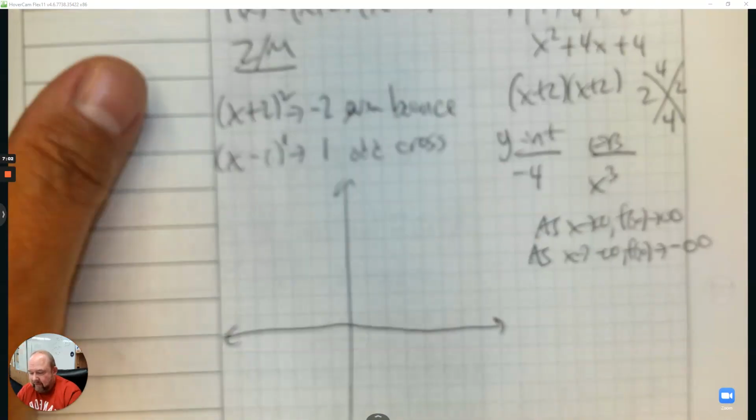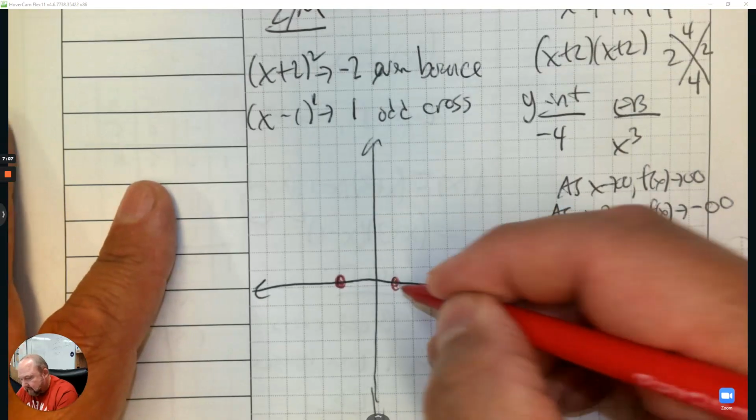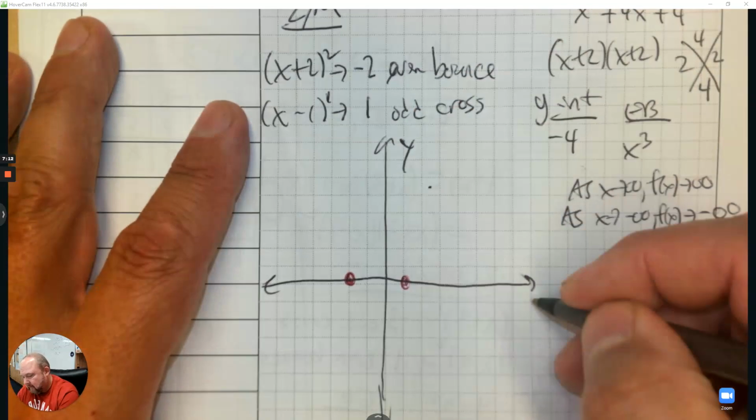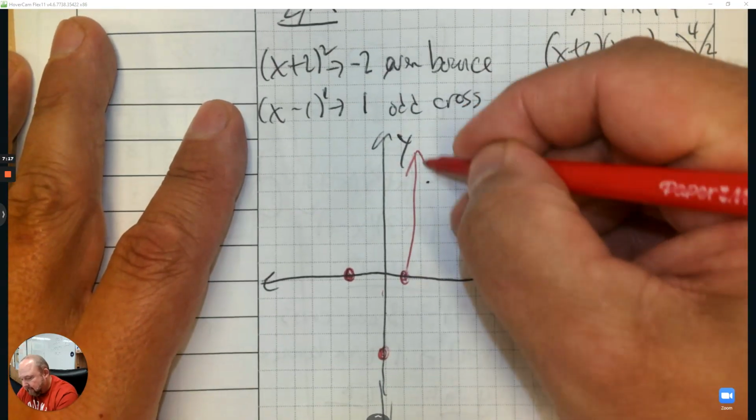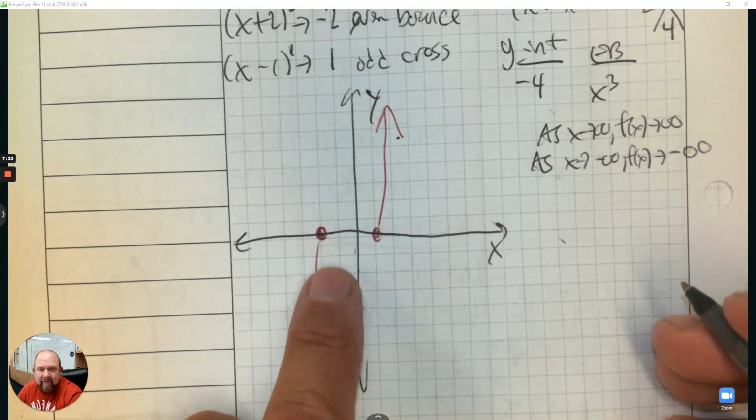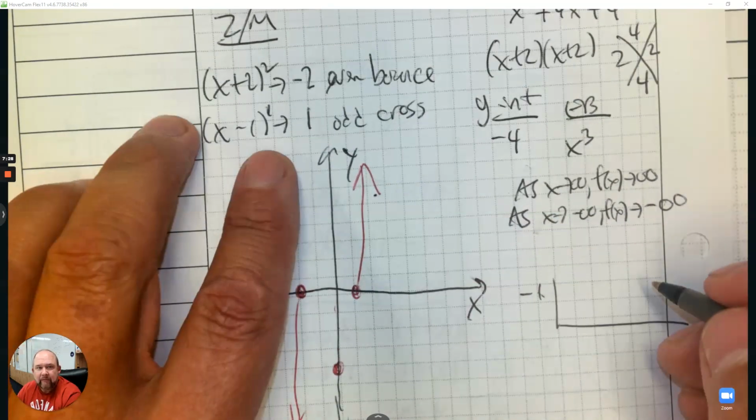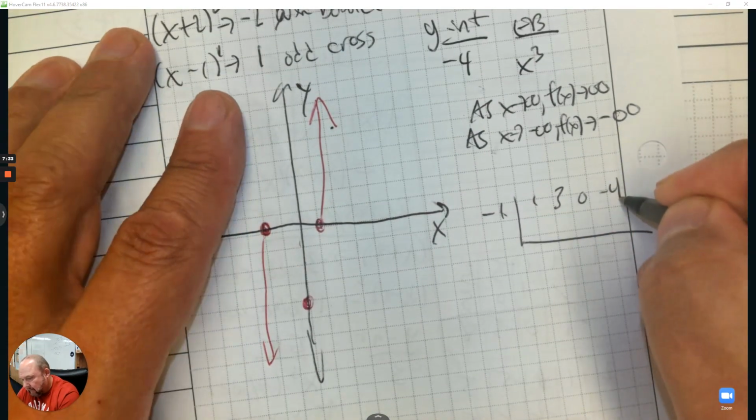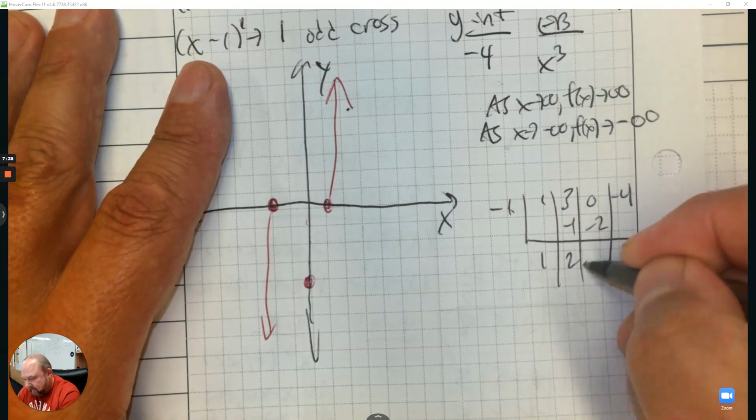When I start my graph, I'm going to start with my intercept. So negative 2 and 1. I put that on my graph. The y-intercept's at negative 4. And the right end goes up and the left end goes down. There's only one empty point number that I don't have, and that's here at negative 1. So I'm going to plug in negative 1 using synthetic substitution. So I'm going to use 1, 3, 0, and negative 4. And then I'm going to plug in to get my answer.